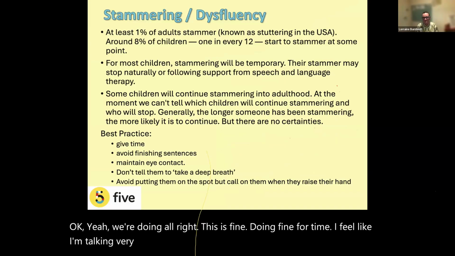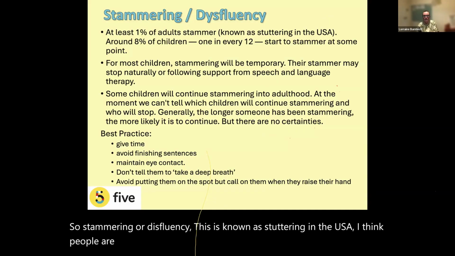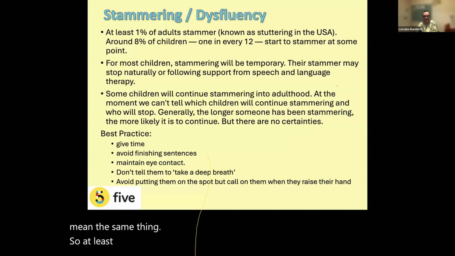I'm very sorry, everybody. So, stammering or disfluency. This is known as stuttering in the USA. I think people are using the terms interchangeably now, just to show that they do actually mean the same thing. At least 1% of adults stammer or have some type of disfluency, and around 8% of children do.